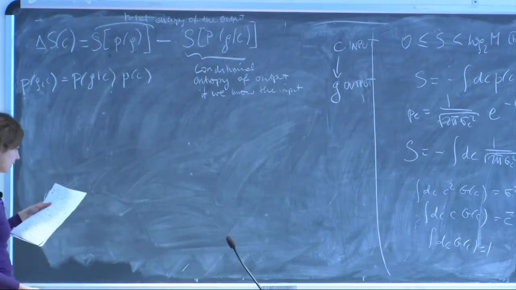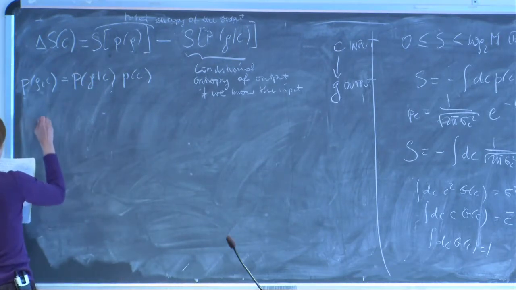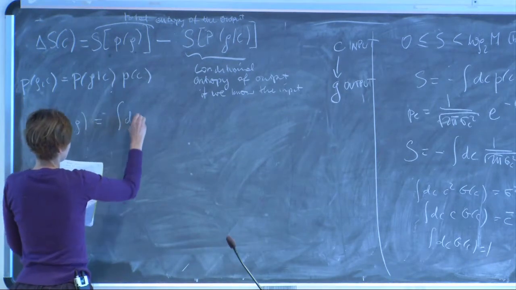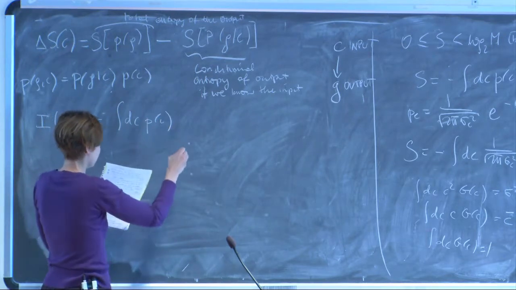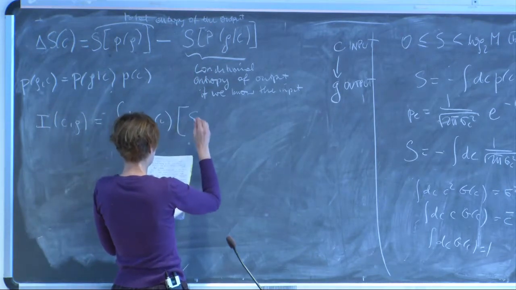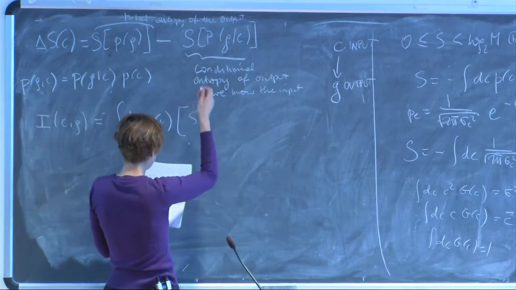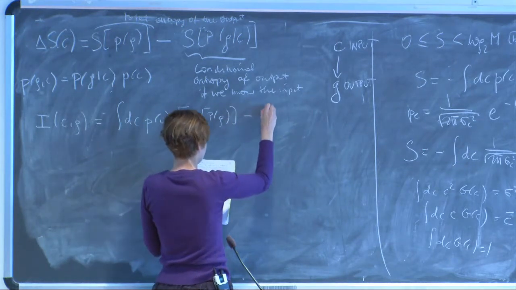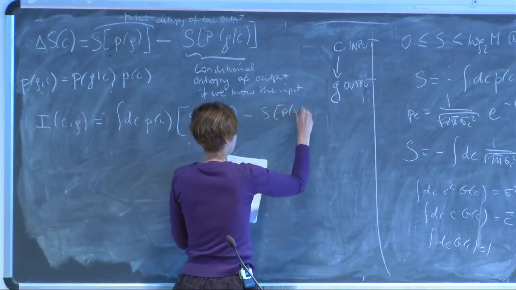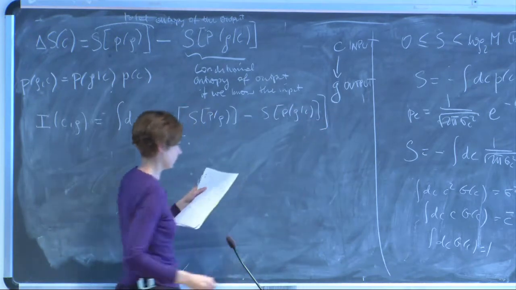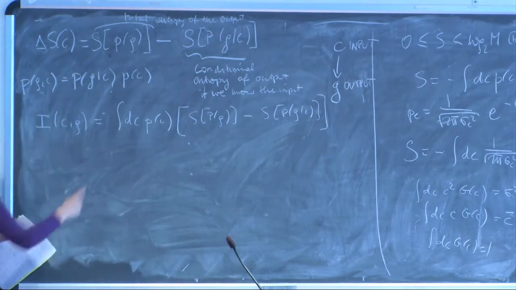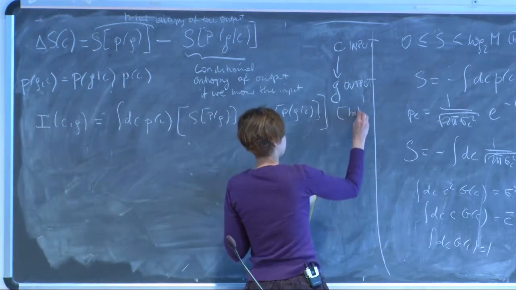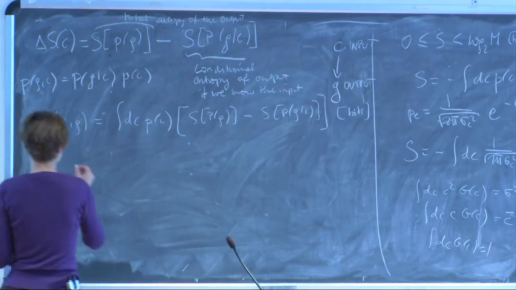And then we're not done yet for the entropy. We can measure this difference at different input concentrations and reduce our uncertainty even further, and we can average it over the different versions of the input concentration that we have. And this difference averaged over the input concentration is called mutual information. It's also measured in bits because it's a difference in entropy.